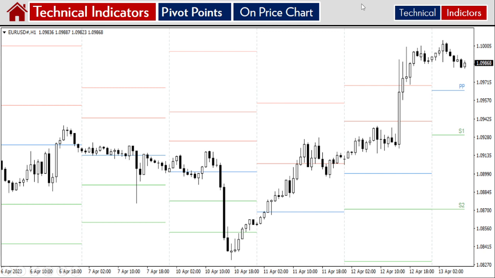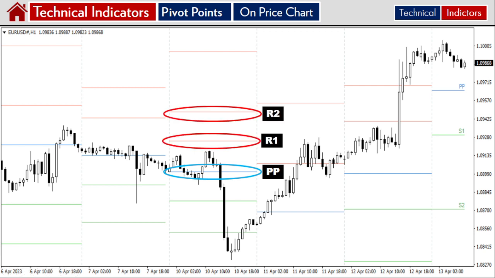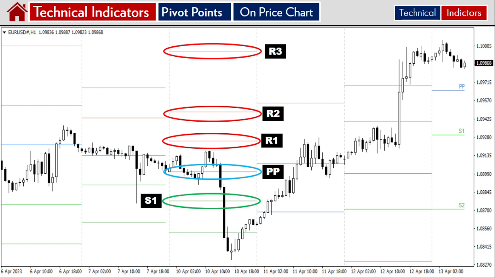So now let's apply pivot point. When we apply pivot point, this blue line is your average middle PP pivot point line. This red line is your resistance level 1, this is your resistance level 2, and this is your resistance level 3. In the same way, below the pivot point level, this is your S1, this is your S2, and somewhere below here it will be S3. So this is how it displays on your price chart when you apply pivot points.